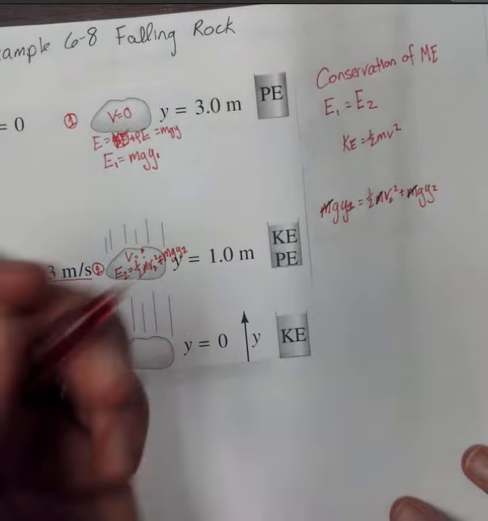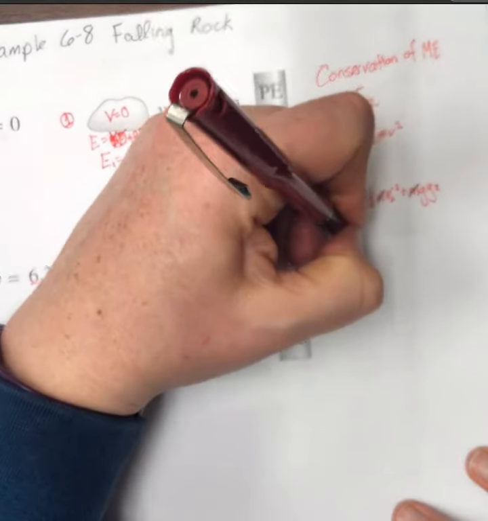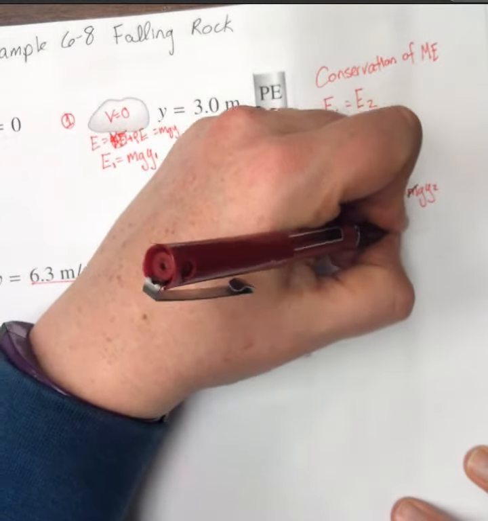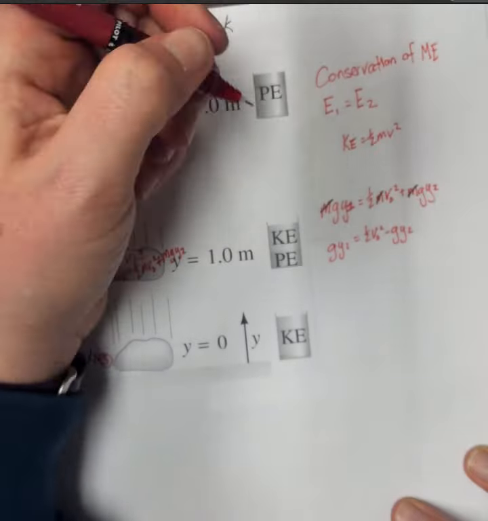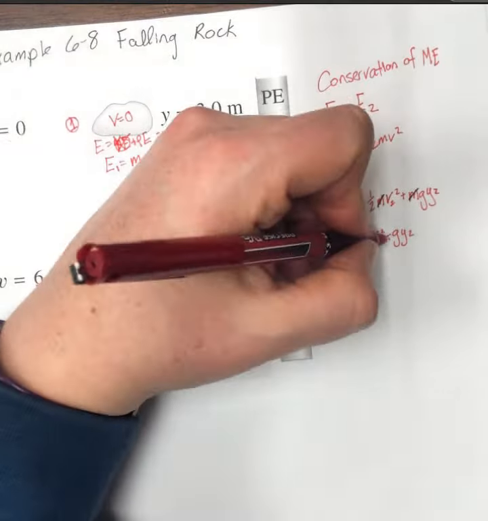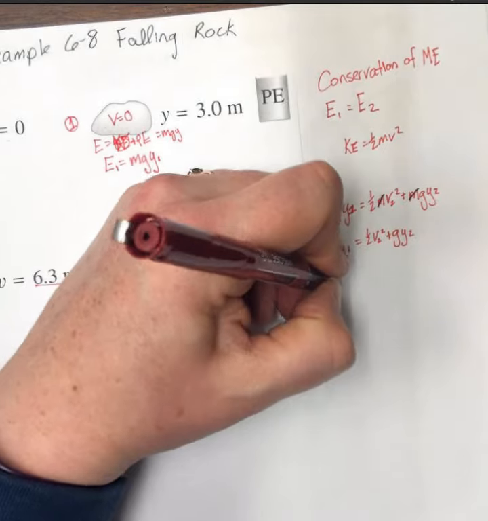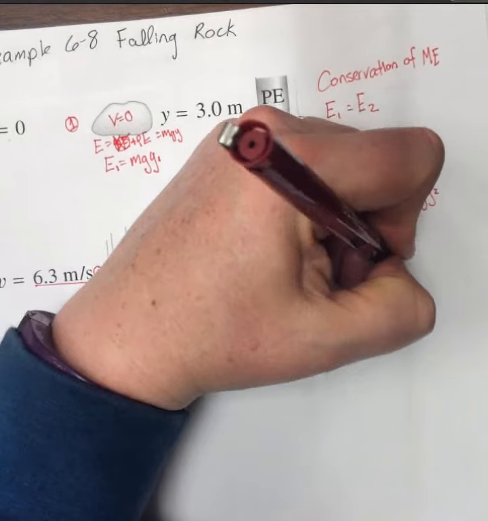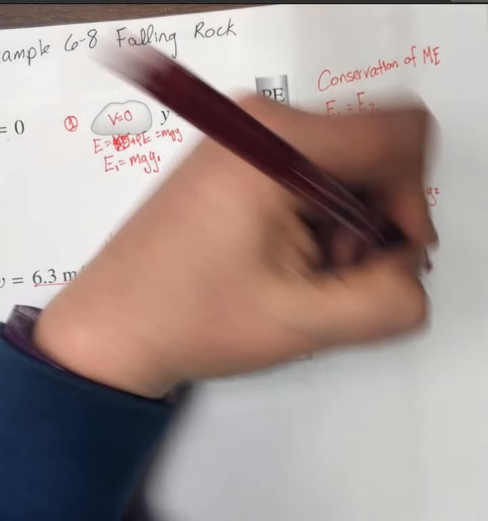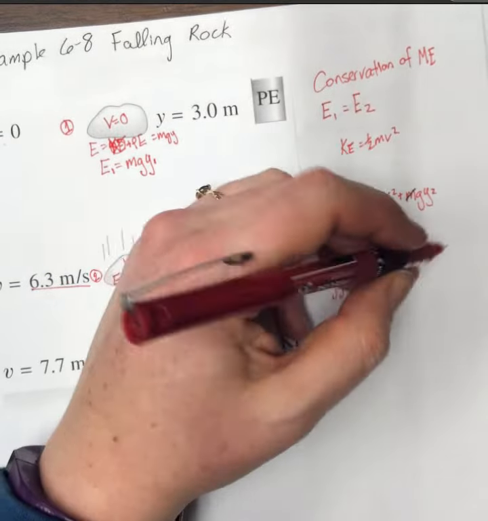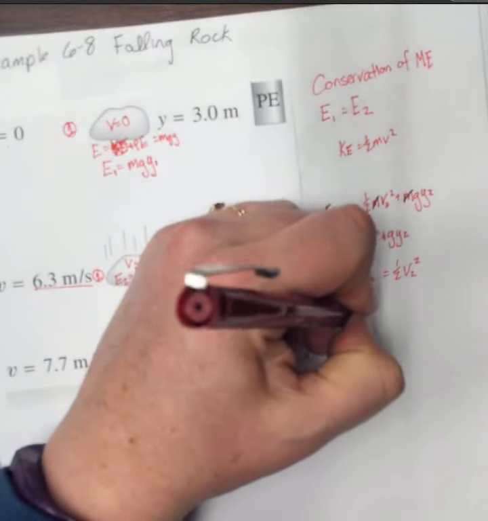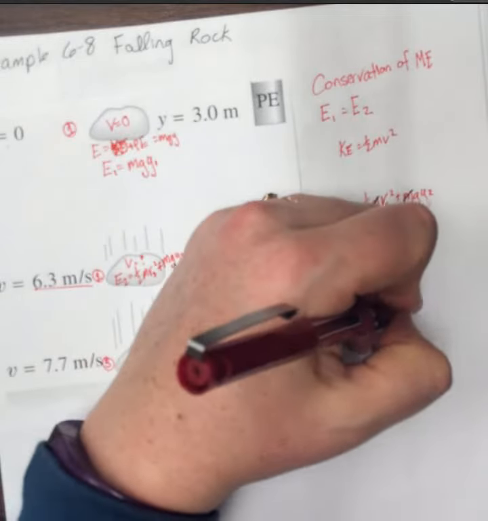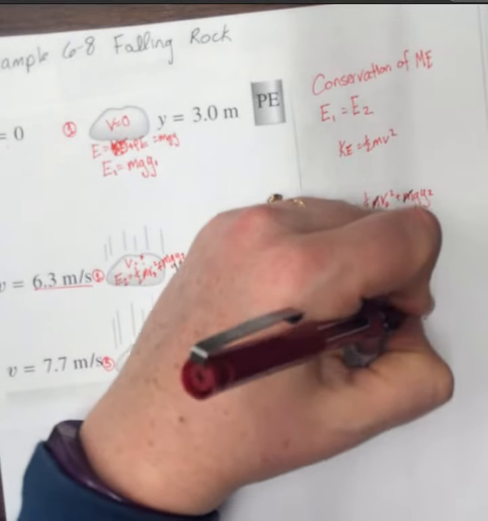So I can eliminate the mass, and then I get that gy1 is equal to 1/2 v2 squared plus gy2. Now I can combine variables here, and then I get gy1 minus gy2 equals 1/2 v2 squared. And then I can say that v2 squared is going to be equal to 2 times gy1 minus gy2.